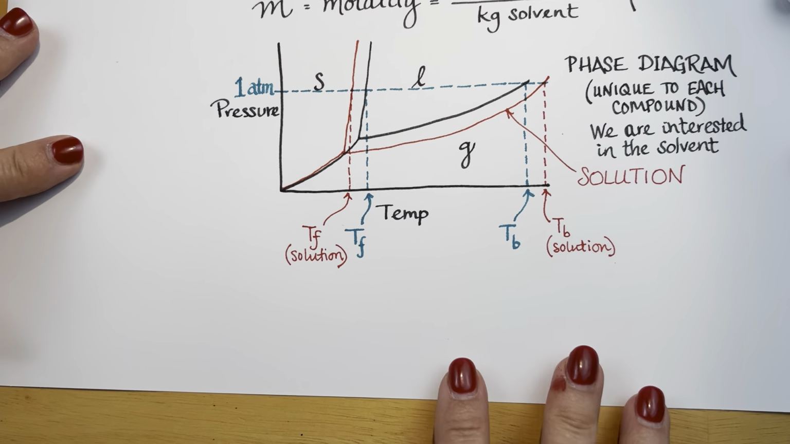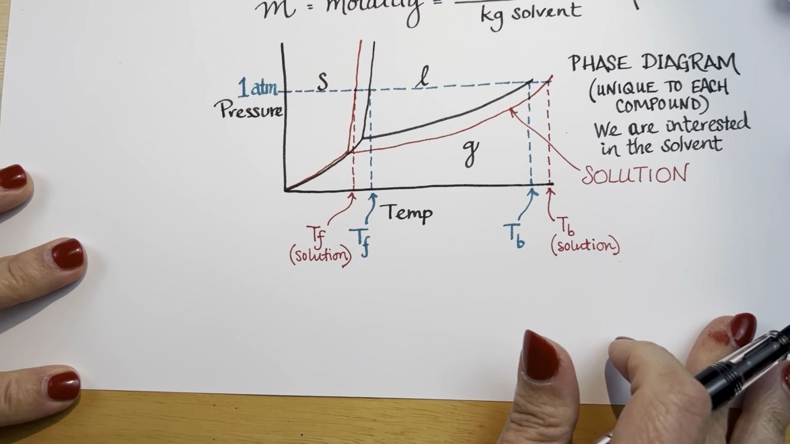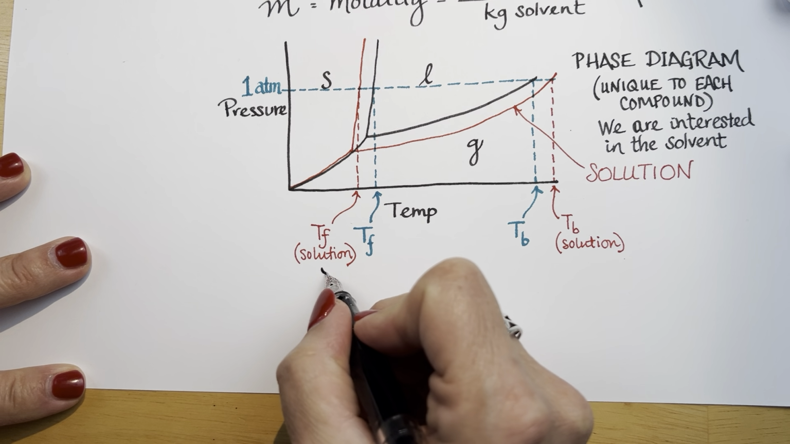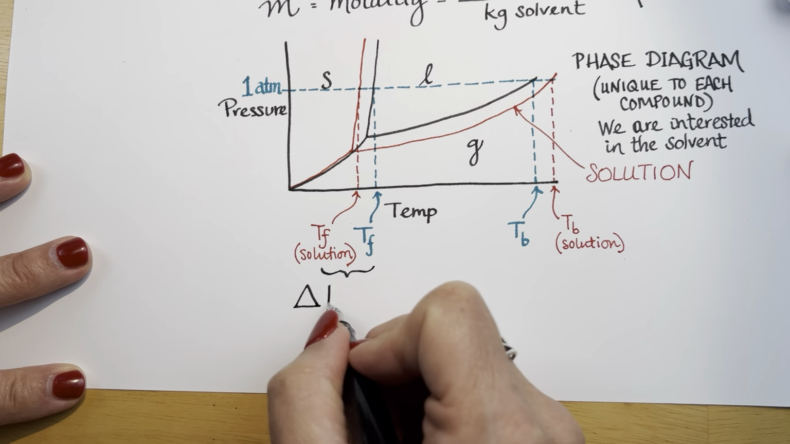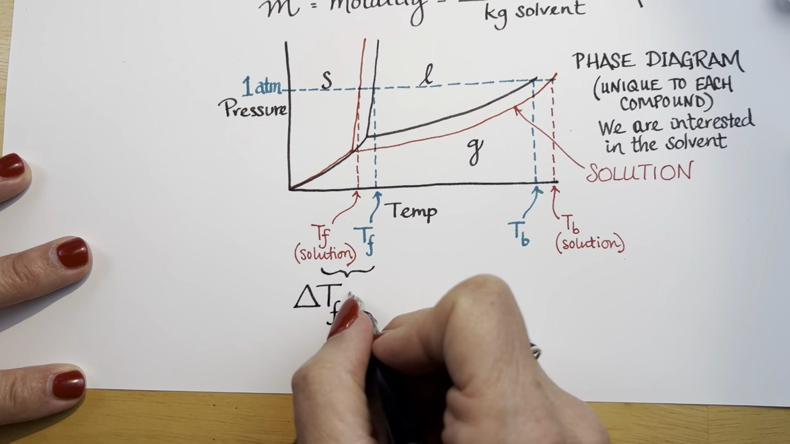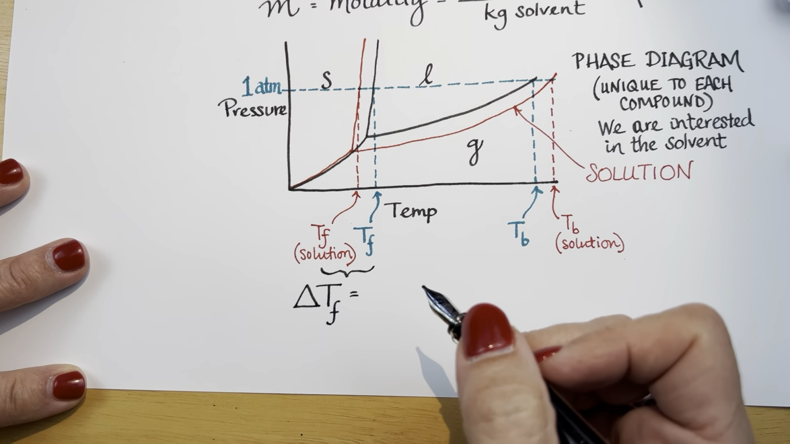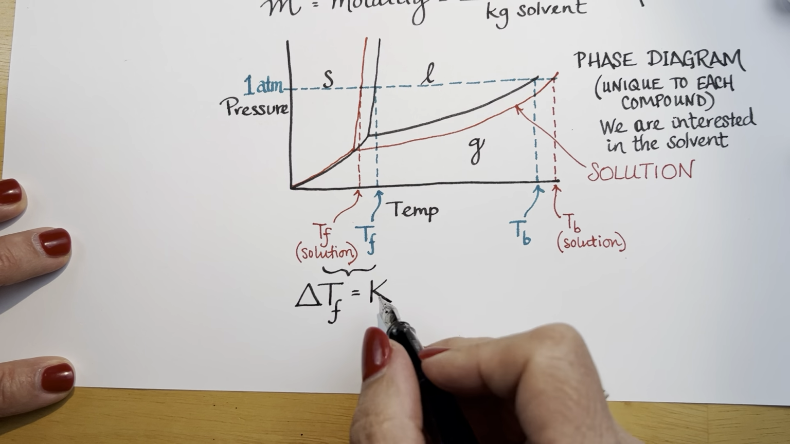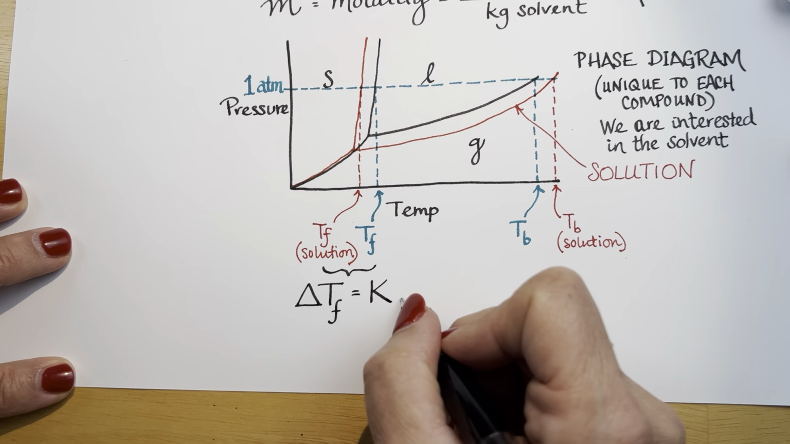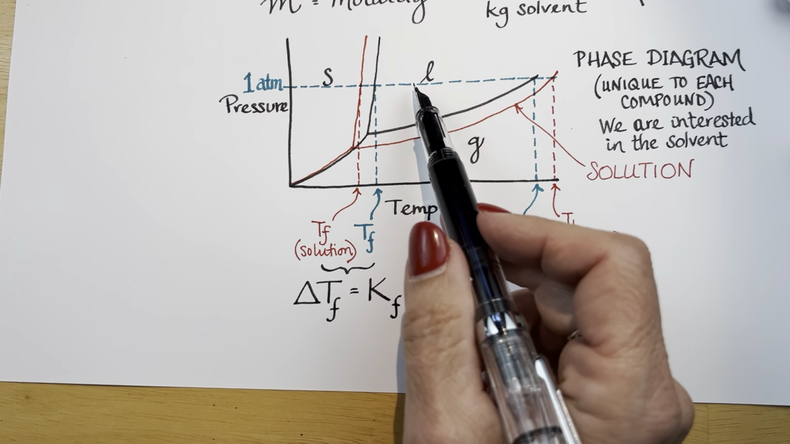Therefore, we can calculate this change. Let's look at this one. By how much did that freezing point change? This difference here depends on that solvent, and it has a constant that is associated with this particular solvent.